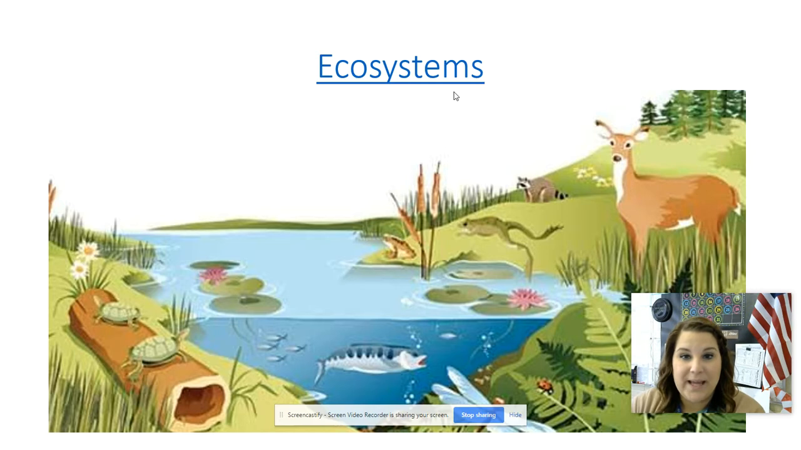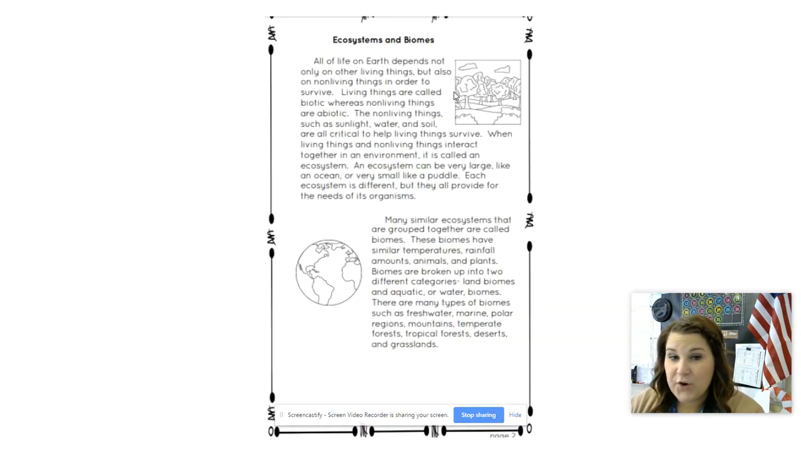So now that we've gotten a quick introduction through a video, let's learn a little bit more. So ecosystems and biomes, please follow along with your eyes on the board. All of life on Earth depends not only on other living things, but also on non-living things in order to survive. Living things are called biotic, whereas non-living things are abiotic. The non-living things, such as sunlight, water, and soil, are all critical to help living things survive. When living things and non-living things interact together in an environment, it is called an ecosystem. An ecosystem can be very large, like an ocean, or very small, like a puddle.